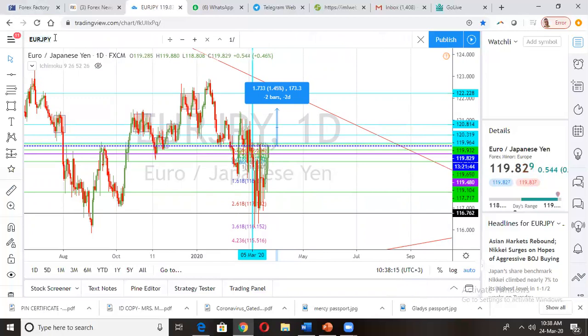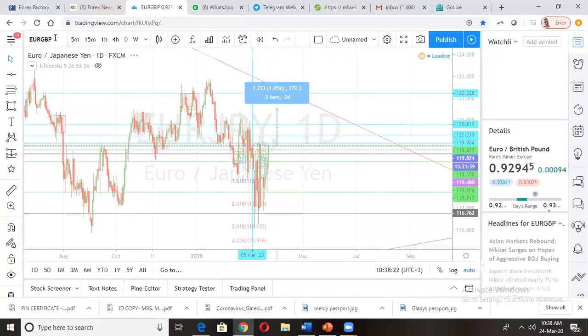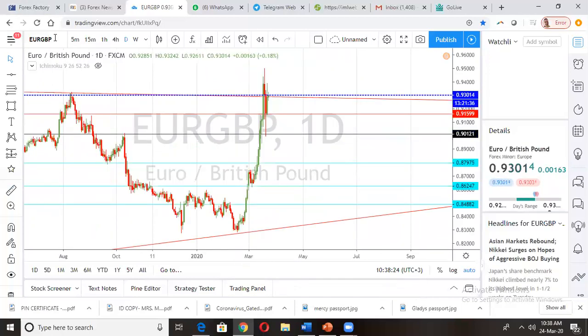So what I do is I analyze different pairs and then I look at the most exciting. The high one I feel is mostly high probability.